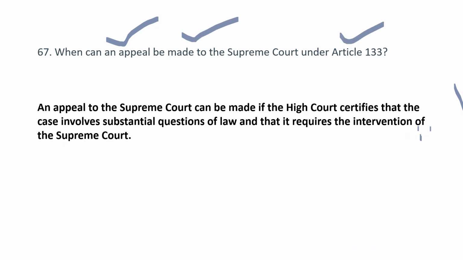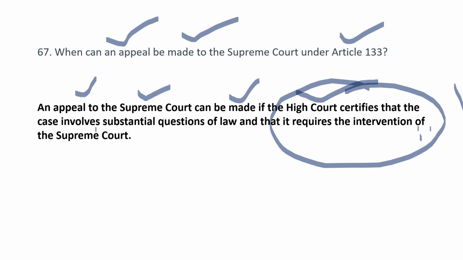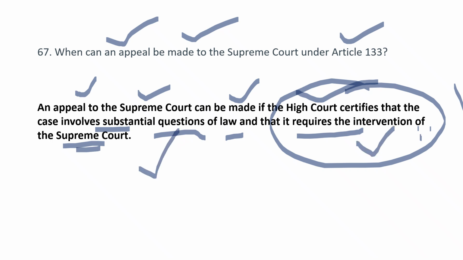The answer is, an appeal to the Supreme Court can be made only if the High Court certifies that the case involves a substantial question of law, and that it requires the intervention of the Supreme Court. That means the High Court certifies that the case involves substantial questions of law, and says it requires the intervention of the Supreme Court. Only then can the appeal be made to the Supreme Court under Article 133, and that is in civil matters. Okay, civil matter. Next question.